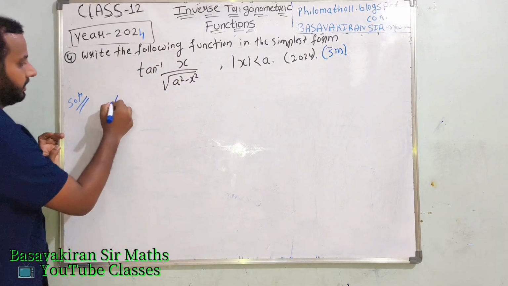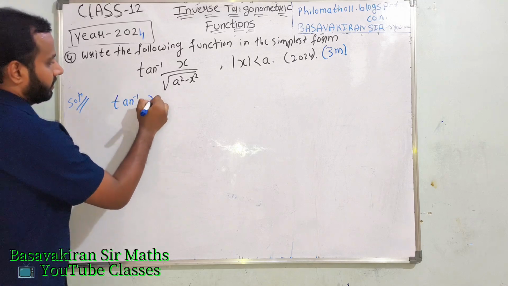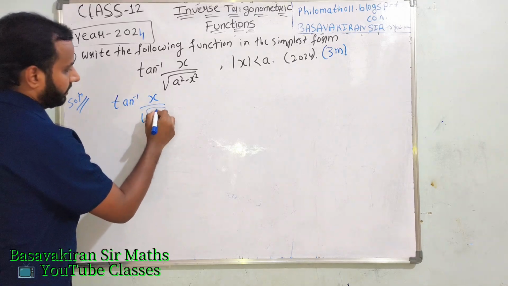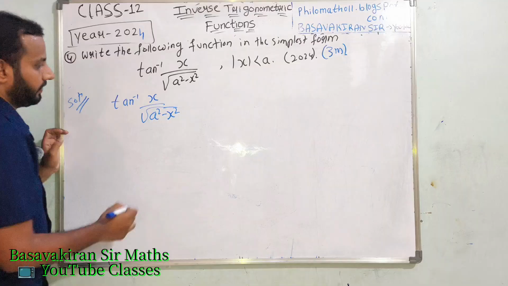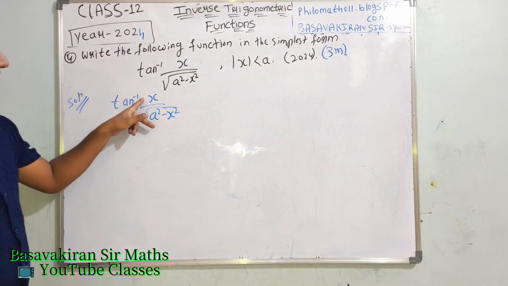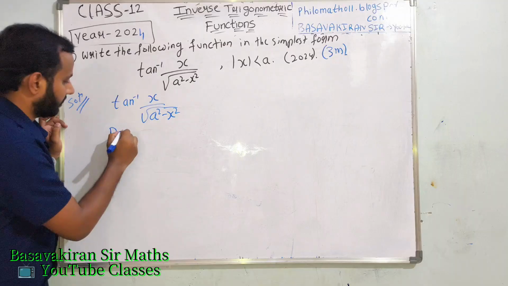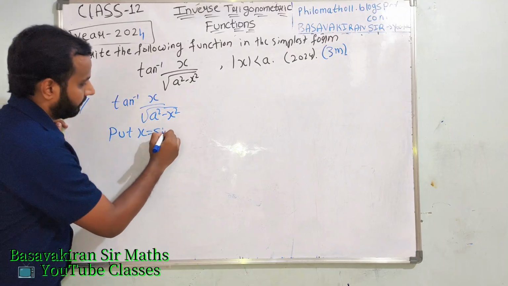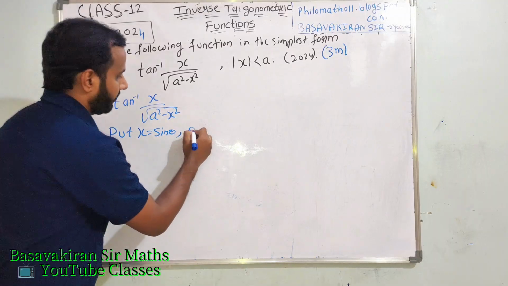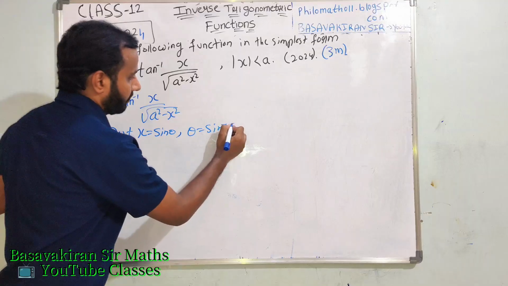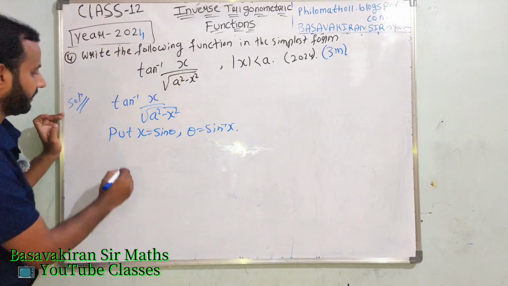So let us write tan inverse of x divided by under root of a square minus x square. Now, for this function to become tan, what should be there? Here sin should be there, and here cos theta. So let us put x equal to sin theta. If x is sin theta, theta will be sin inverse of x.